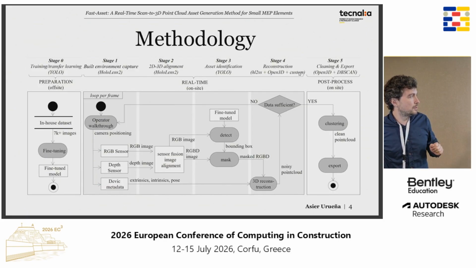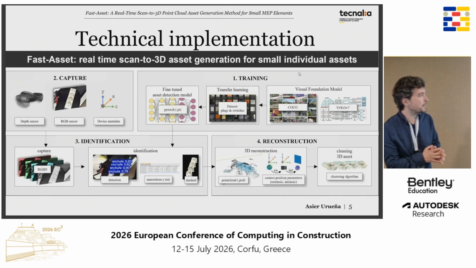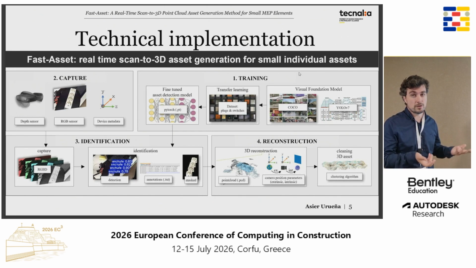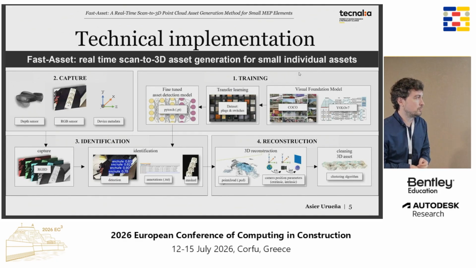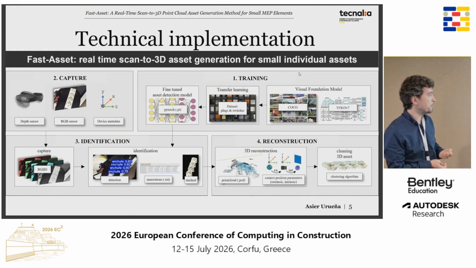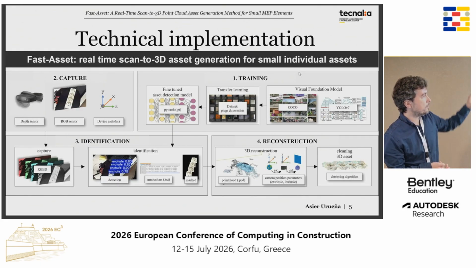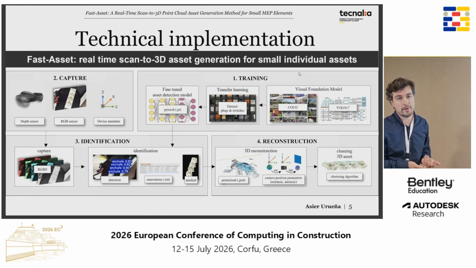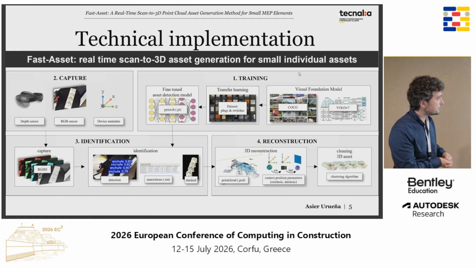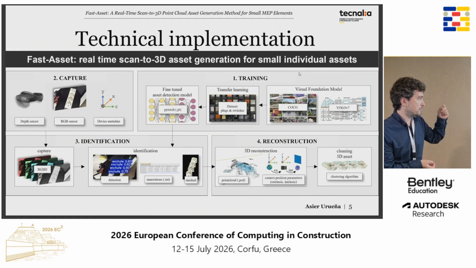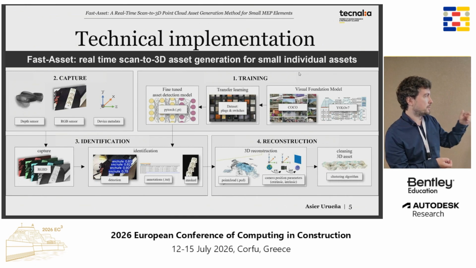This is the detailed methodology, but we can look at the simplified one. We first fine-tune a YOLO model. In this case we used v7, because at the time we were starting the first part of the research we selected this one, but we should update it. The training or fine-tuning part is done before going to the site, once for each of the classes you want to detect. Then comes the real-time part, which is the capture, identification, and reconstruction.